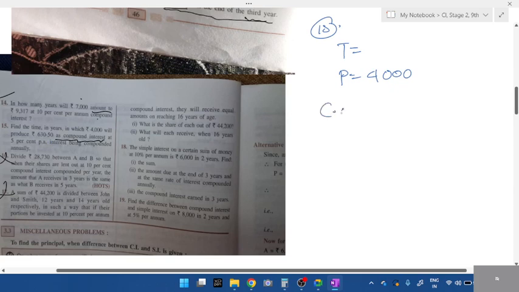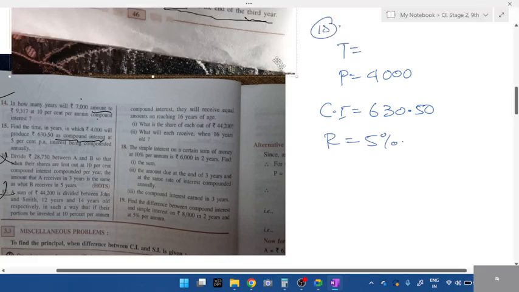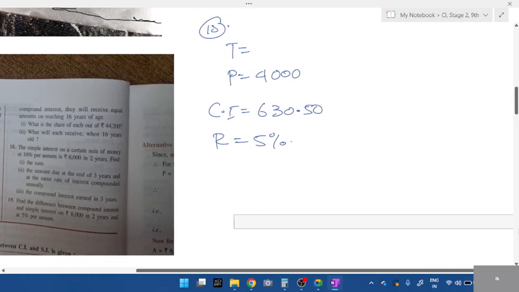So what you have to take that as? CI is equal to 630.50. What is the rate given? 5%. Which formula is easy to solve? Compound interest formula or amount formula? Amount is easy actually. Okay, amount formula, because with compound interest you get minus 1.